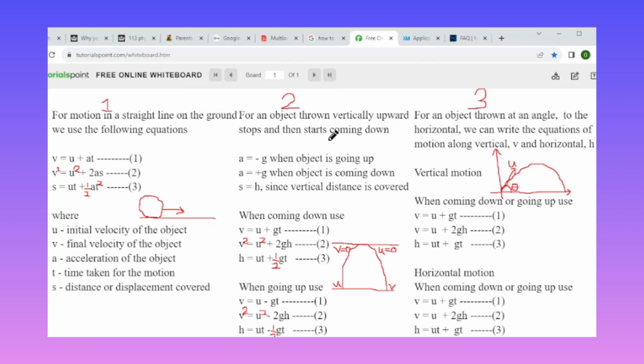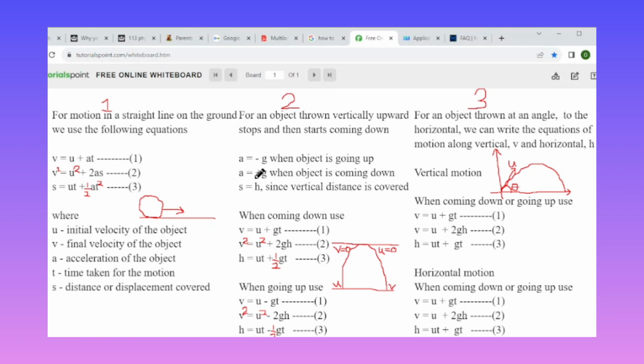In case 2, we have an object thrown as shown in the diagram here. For an object thrown in this manner, that is, the object is thrown vertically upward, stops at the highest point, and then starts coming down.